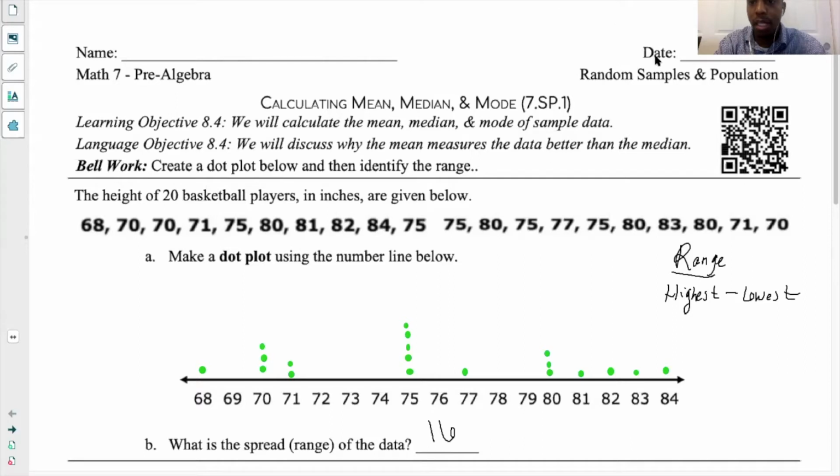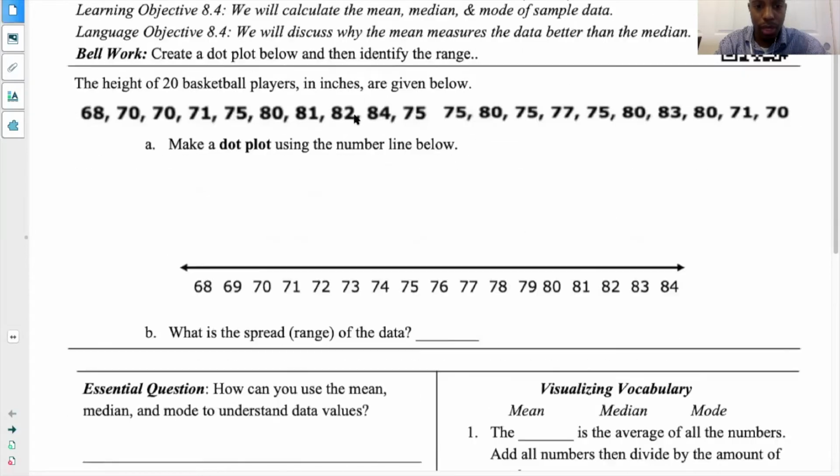All right, and I'm clearing it now. All right, excellent. So let's keep going.